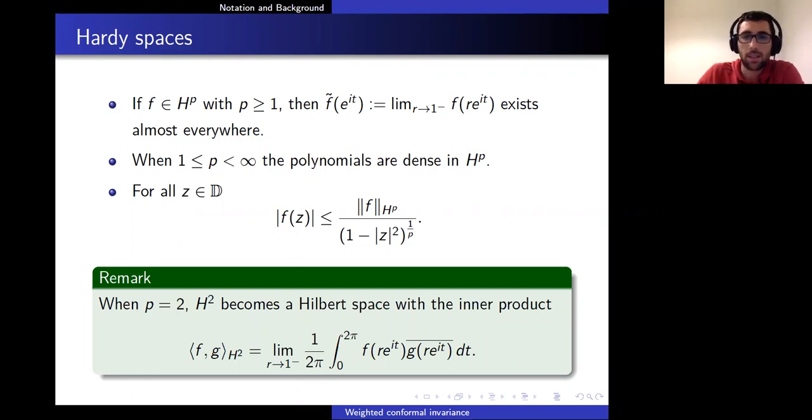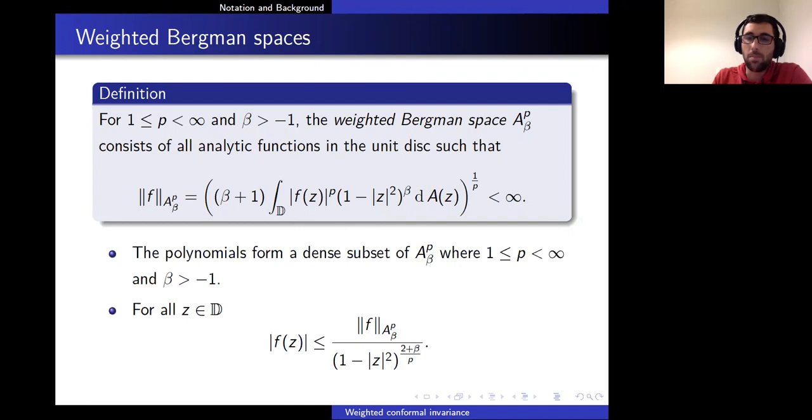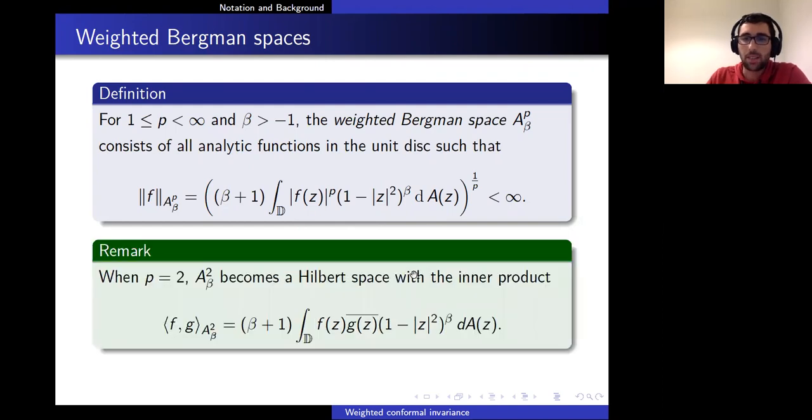Other important spaces of analytic functions in the unit disk are the weighted Bergman spaces. The weighted Bergman space A^p_β consists of all analytic functions in the unit disk such that this integral with respect to the area measure is finite. Some properties of these spaces. The polynomials are dense in the weighted Bergman space A^p_β, and we have the following pointwise estimates. As in the Hardy spaces, when p is equal to 2, the weighted Bergman space A^2_β becomes a Hilbert space with this scalar product.